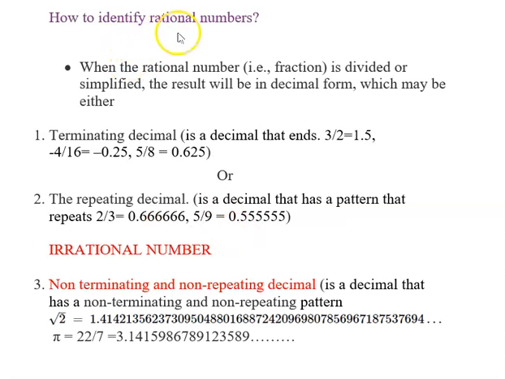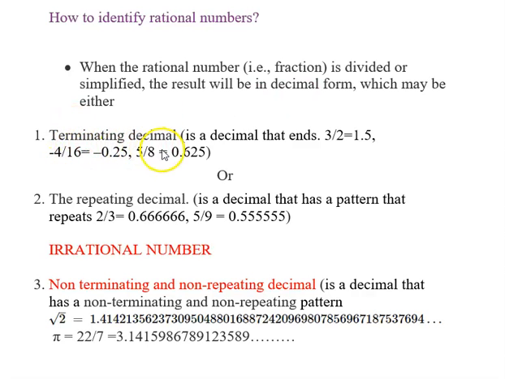How to identify a rational number? Suppose you are given a number, and we'll see how to identify whether that number is a rational number or an irrational number. First you have to write that in the ratio form, then you have to divide that into the decimal form. So in this decimal form result we have three types.